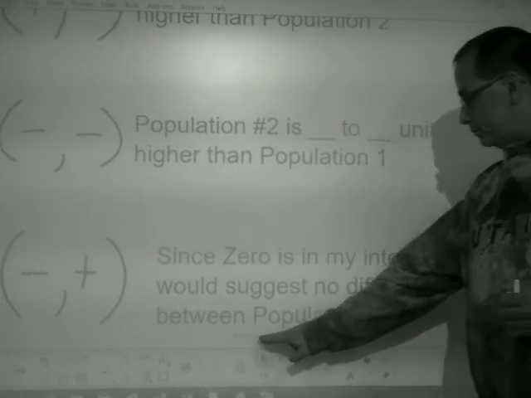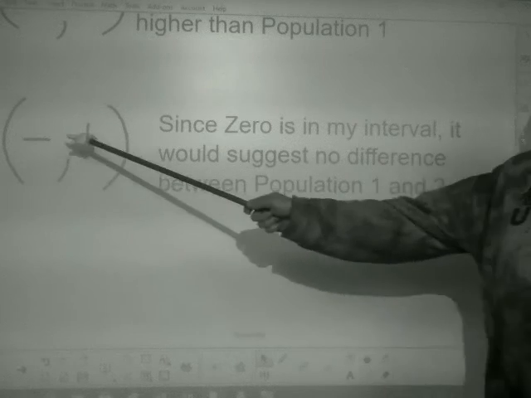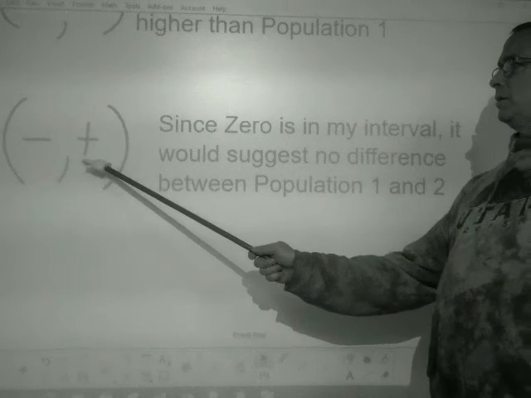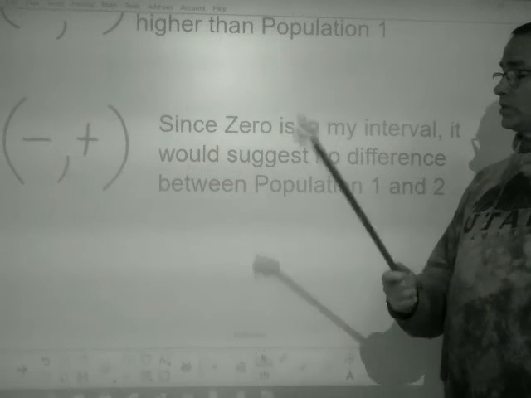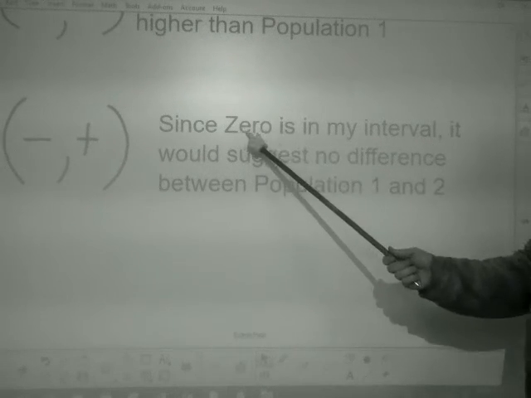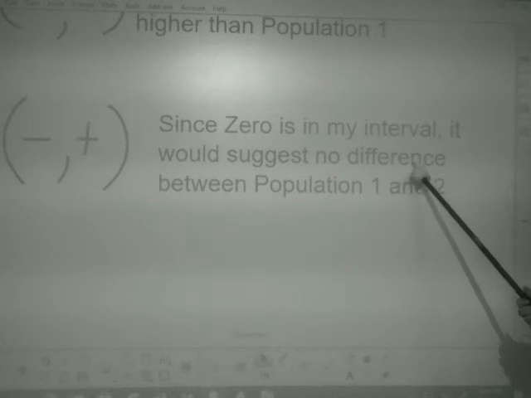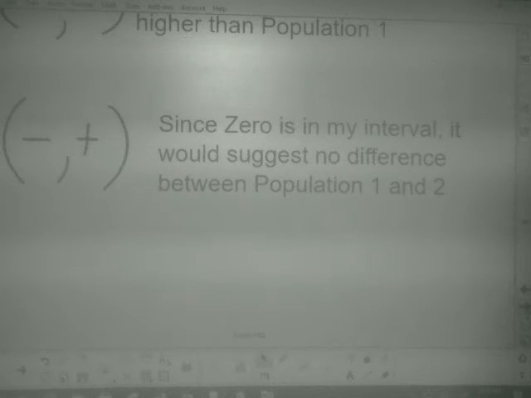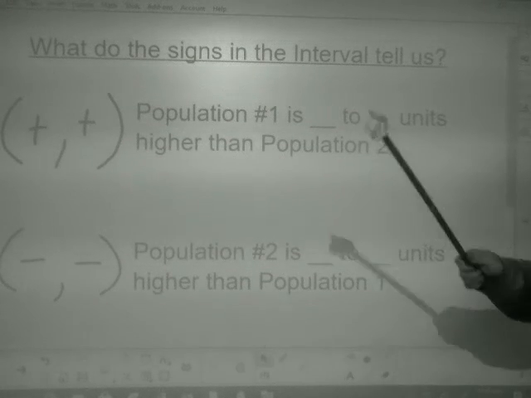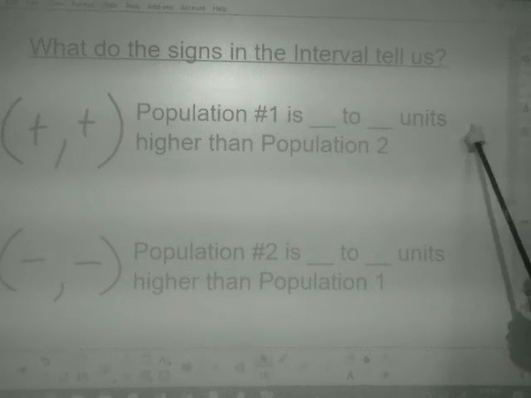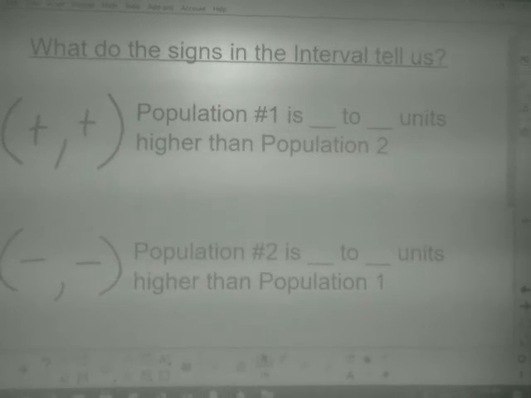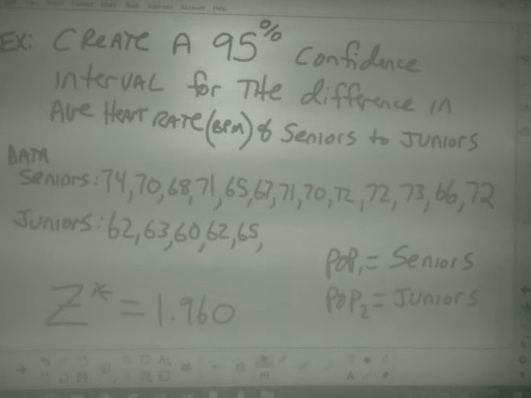And again, if it does have a negative and a positive, the only way you can span from negative to positive is to also cross the number 0. And since 0 is in my interval, it would suggest no difference between population 1 and 2. And that's how we're going to say that. And with all of these, we still lead out with we are whatever percent confident that, and then state this. So let's take a look at one problem in action.